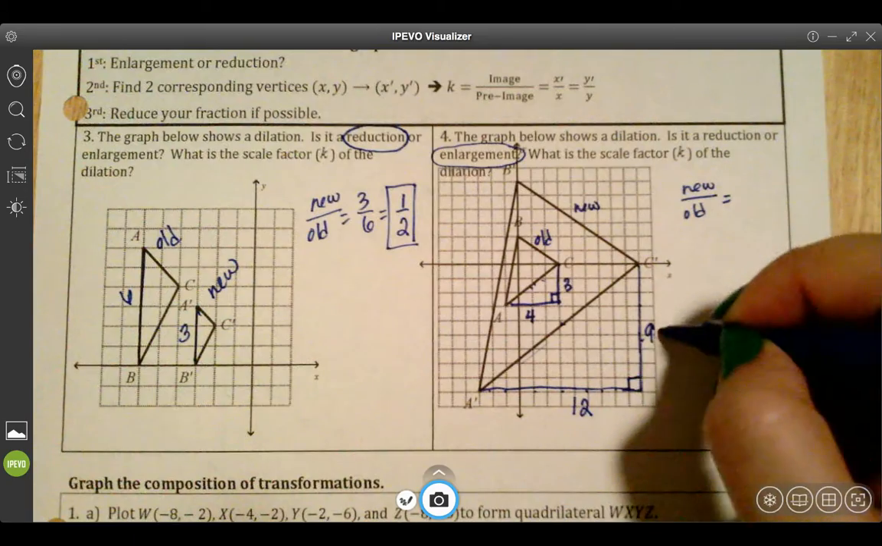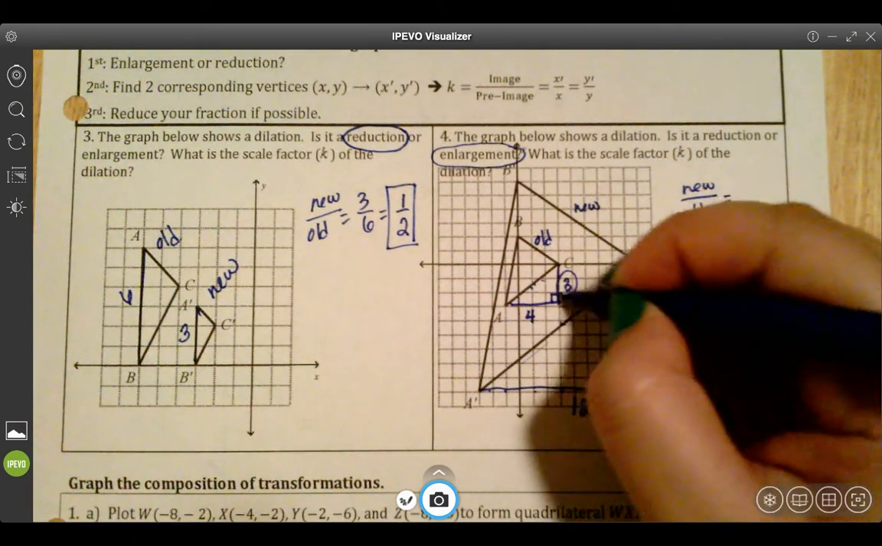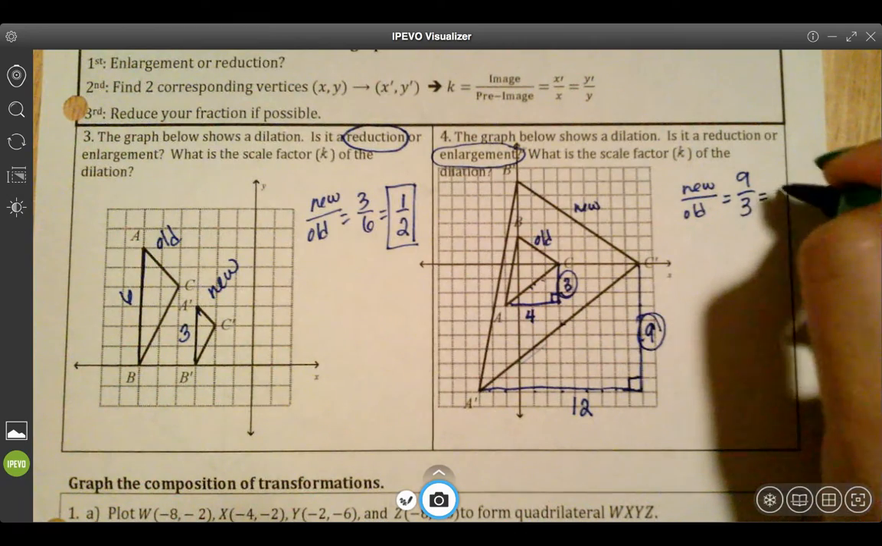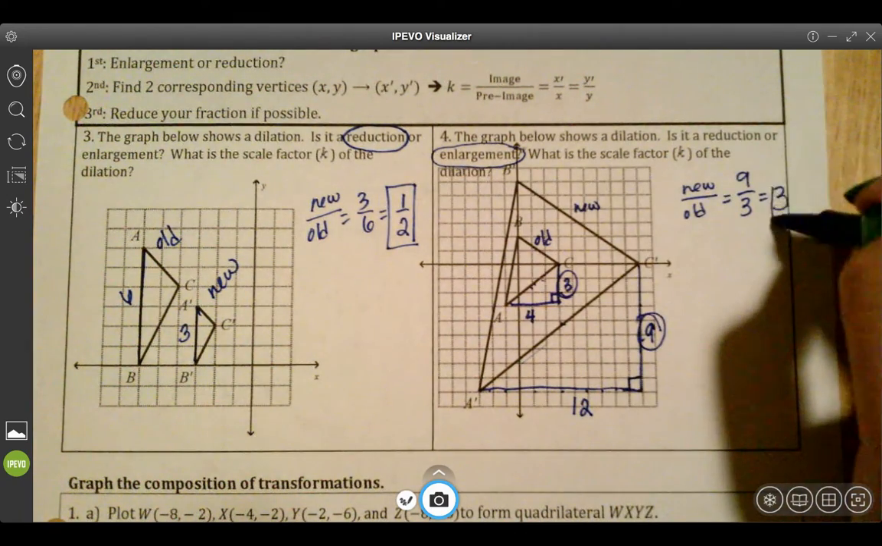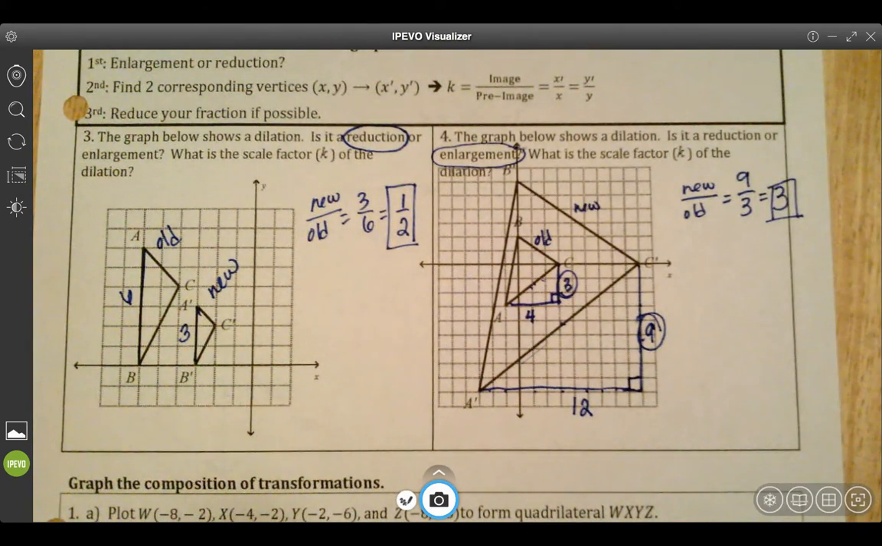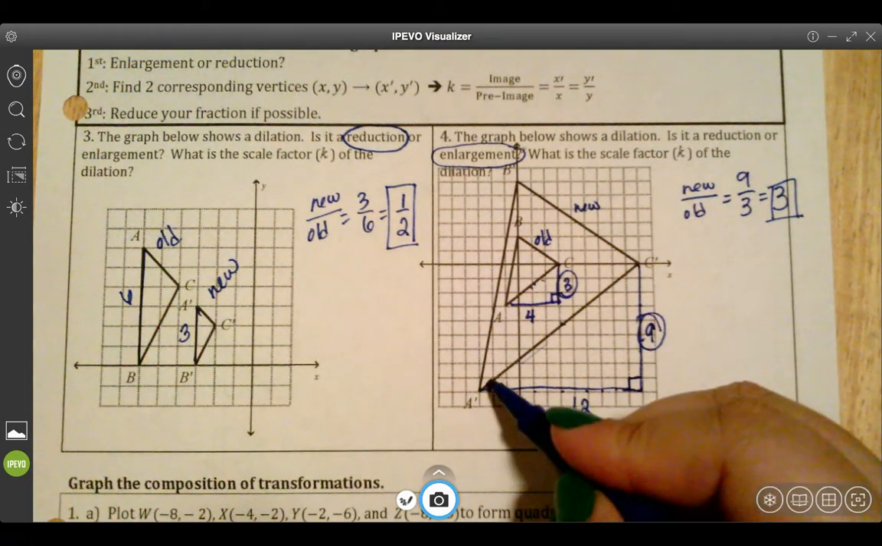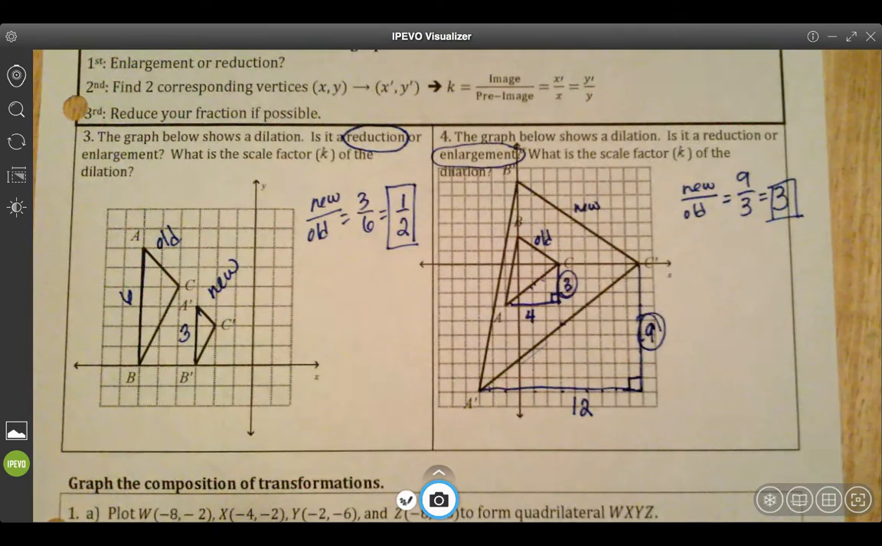So I'm going to say this is my new, this is my old. 9 over 3 reduces to 3. It's an enlargement, so that works. If you use the Pythagorean theorem to find this length divided by this length, you will get exactly the same answer.